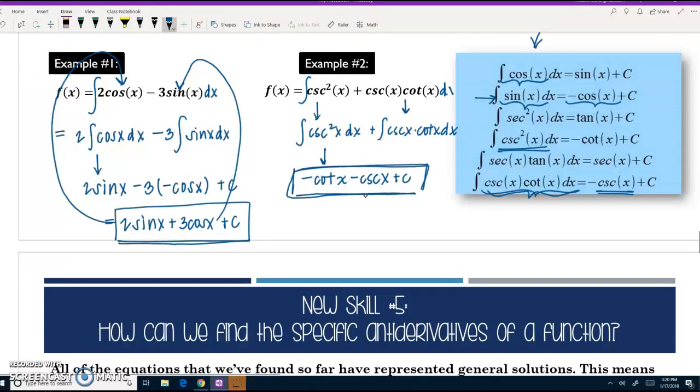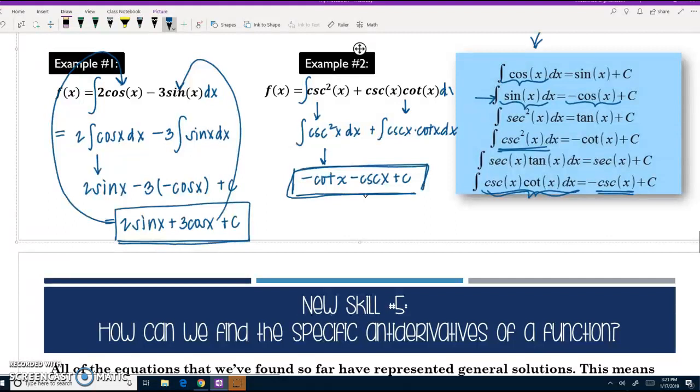Then I know if I were to work backwards here to take the derivative, cotangent would become negative cosecant squared. The negative makes it positive cosecant squared. And then negative cosecant would become positive cosecant cotangent because the regular derivative is the negative component. So that's our answer for these.